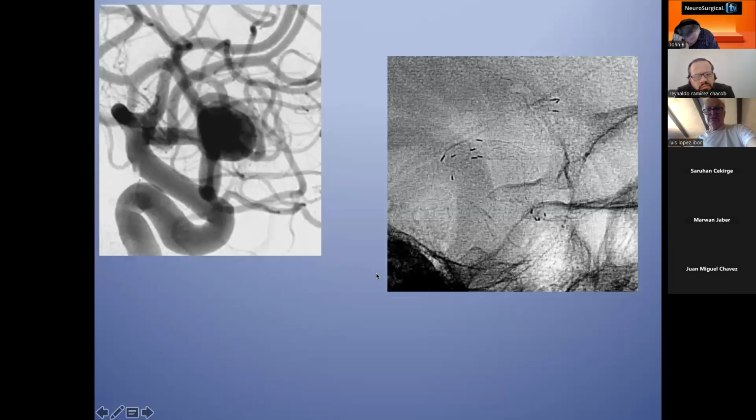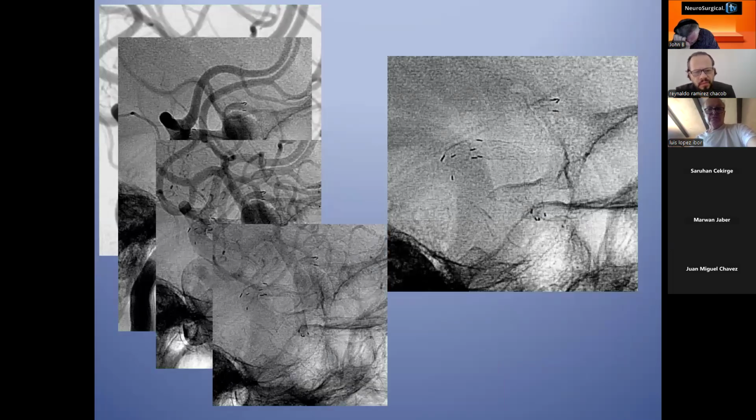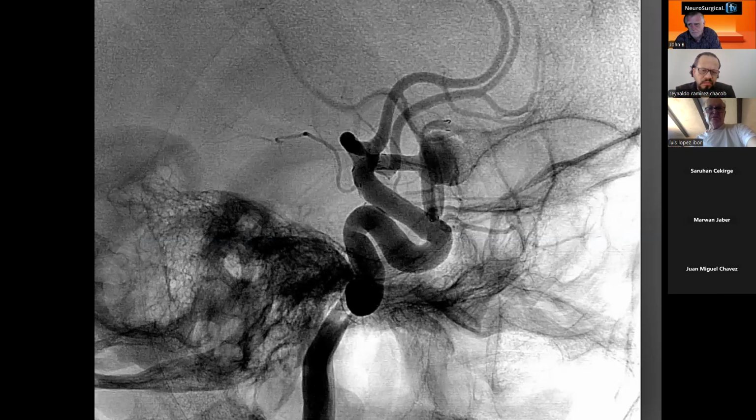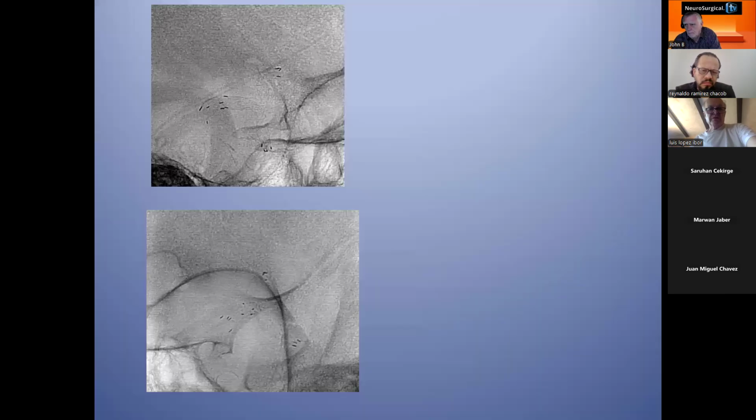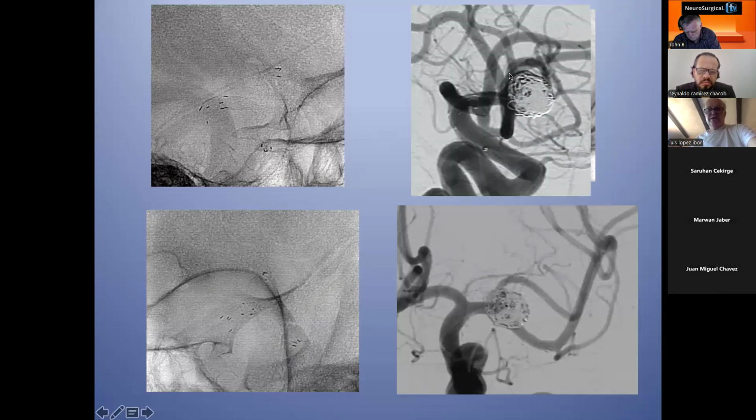A second one. This is another view. Just a minute. Finally, I deploy two stents, one in the superior branch and the second in the inferior branch. And then back in and close the aneurysm.